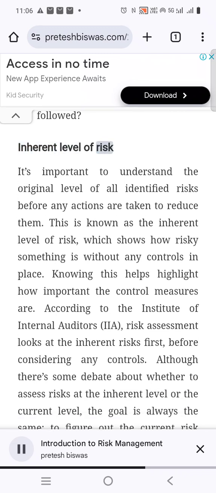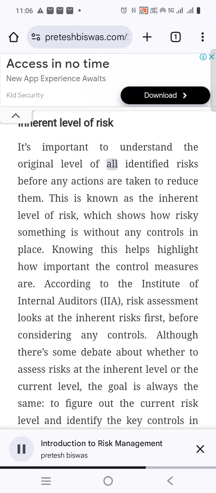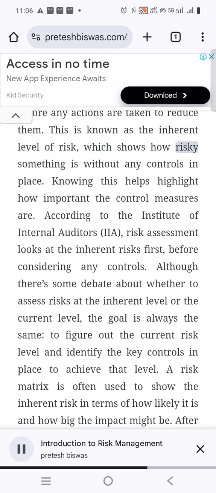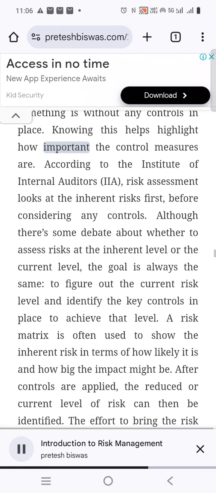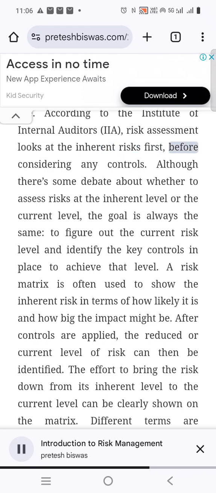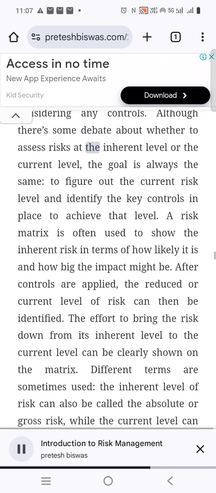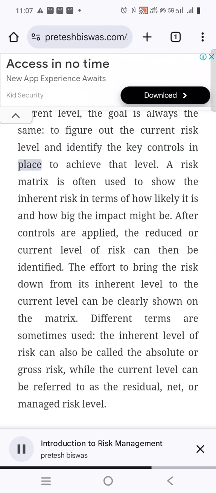Inherent level of risk. It's important to understand the original level of all identified risks before any actions are taken to reduce them. This is known as the inherent level of risk, which shows how risky something is without any controls in place. Knowing this helps highlight how important the control measures are. According to the Institute of Internal Auditors, IIA, risk assessment looks at the inherent risks first, before considering any controls. Although there's some debate about whether to assess risks at the inherent level or the current level, the goal is always the same: to figure out the current risk level and identify the key controls in place to achieve that level.